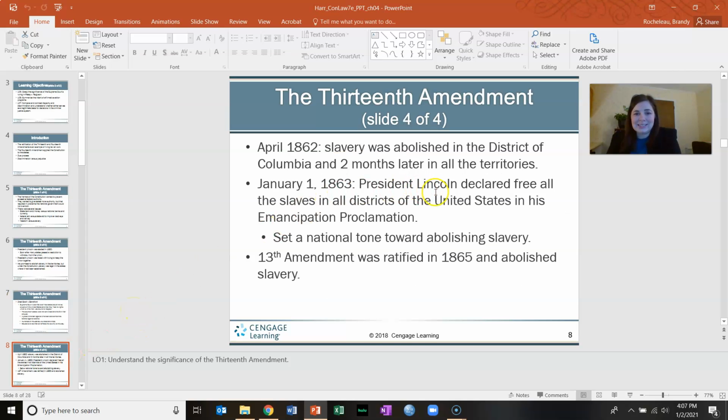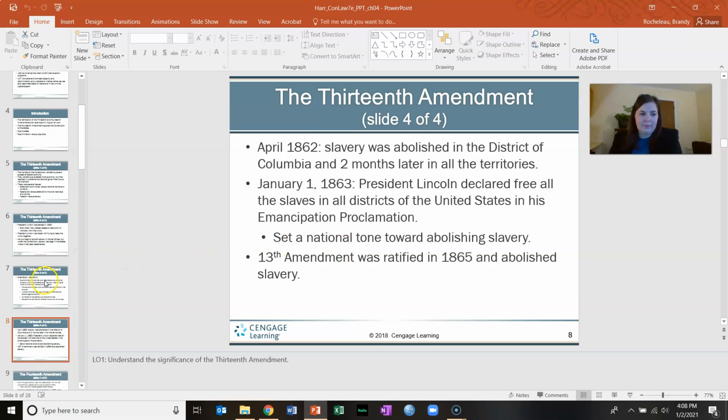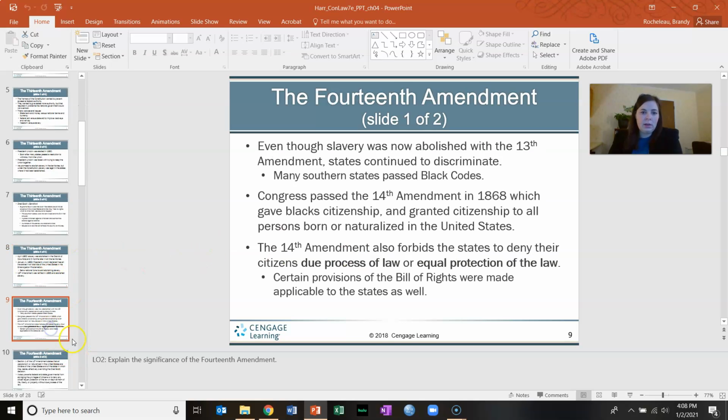In 1862, slavery was abolished in the District of Columbia and then in all of the territories. In 1863, Abraham Lincoln issued the Emancipation Proclamation and set the national tone towards abolishing slavery. In 1865, the 13th Amendment was ratified, which formally abolished slavery.